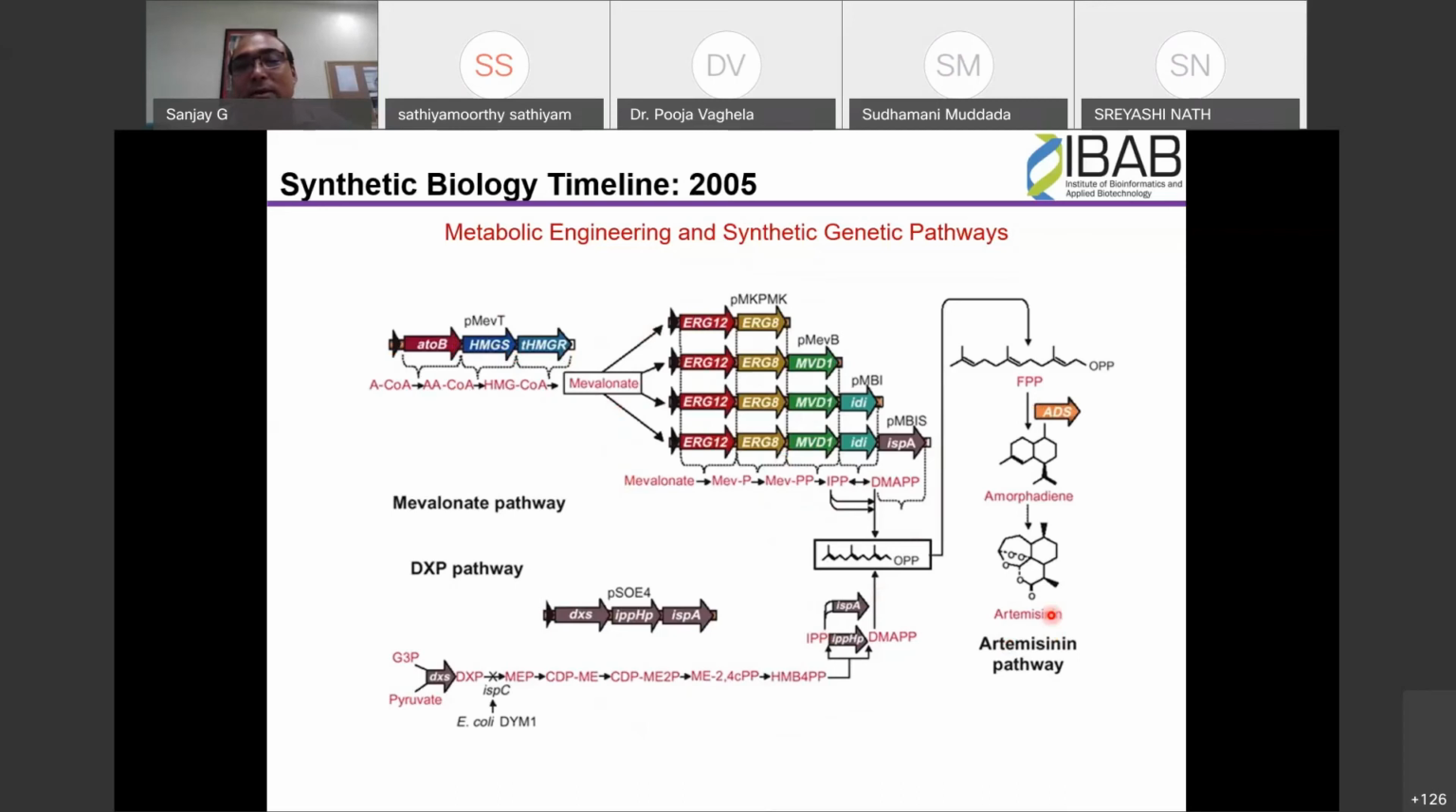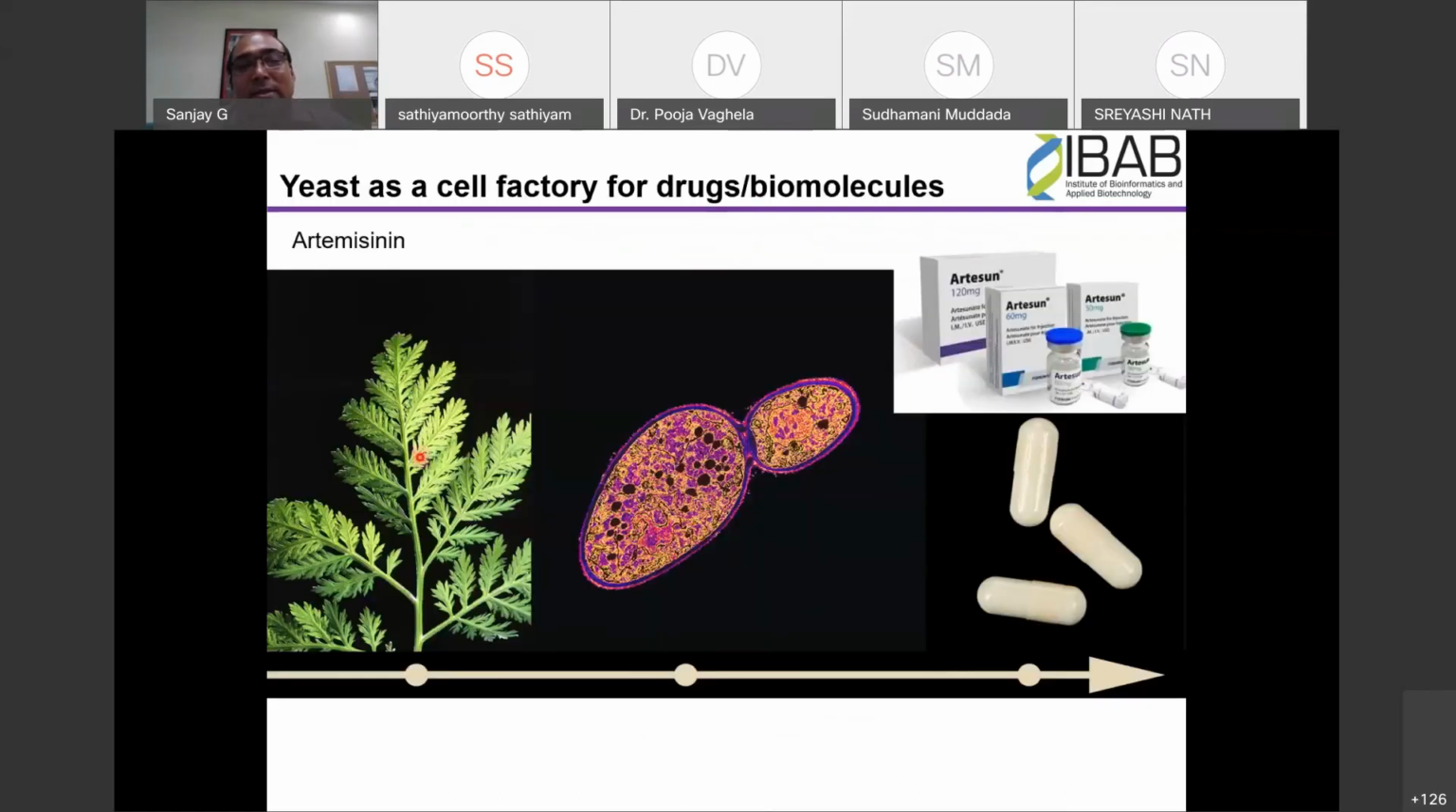So now this is the original plant from where the artemisinin was extracted, but now we have the yeast which makes the same thing. All these capsules and tablets that are made are actually yeast derived.